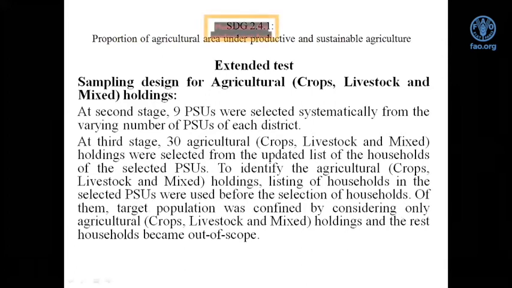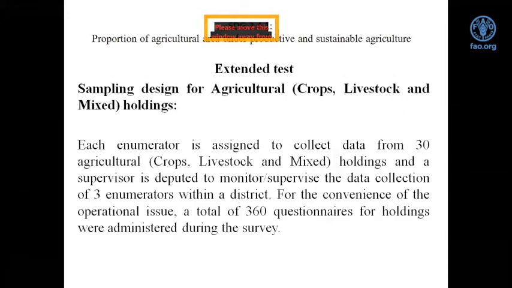And at the second stage, 9 PSUs were selected systematically from each district. And in the third stage, from each PSU, we took 30 households in the 3 categories: crops, livestock, and mixed. To identify those holdings, listing of households in the selected PSUs was done before the selection of households. Of them, the target population was confined by considering only agricultural crops, livestock, and mixed holdings, and the rest of the households came out of scope.